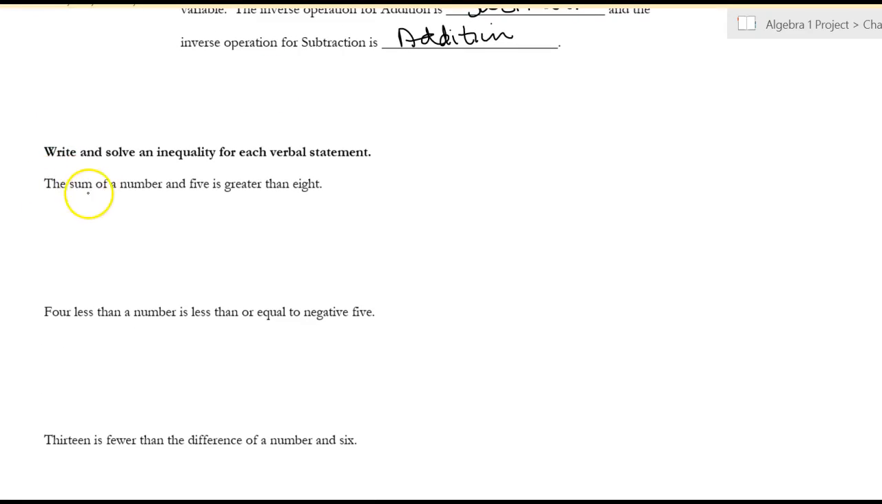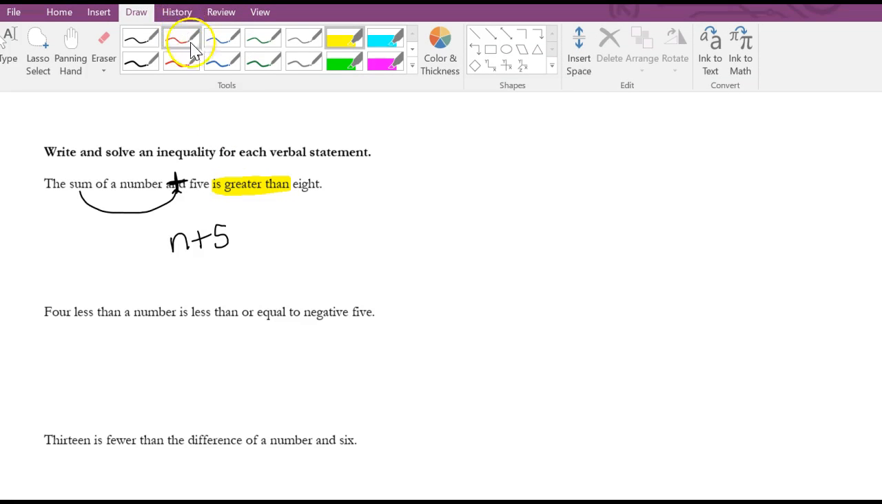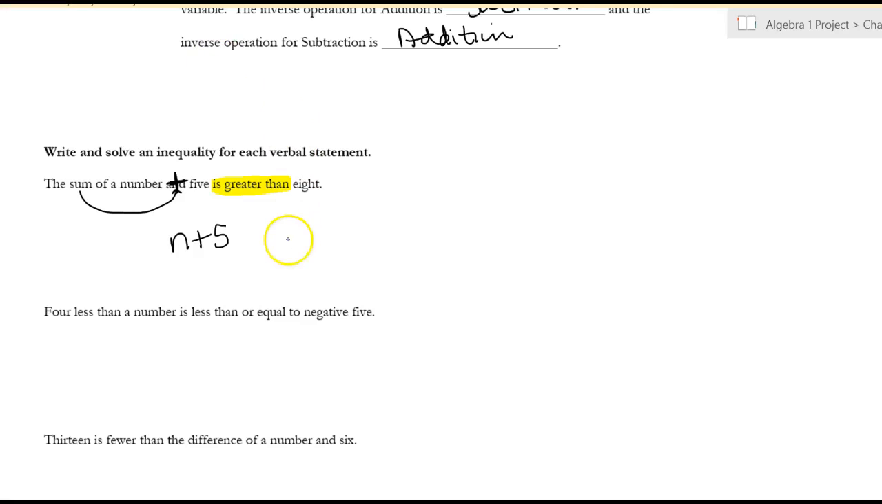Okay, so sum, remember, is plus, and it goes where the "and" is. So a number plus 5 is greater than. If you see "is" and it's followed by a symbol, then you need to highlight or circle it, because it's not going to be plus anymore. Since it is greater than, it's greater than 8.